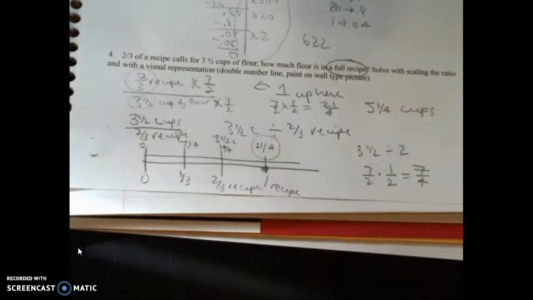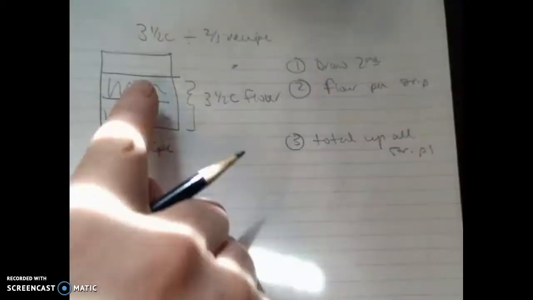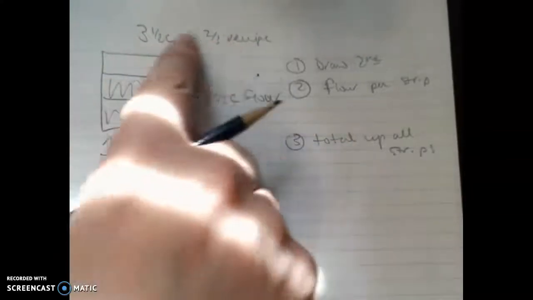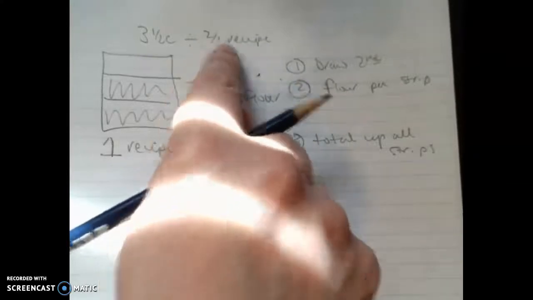Okay, I'm going to pause. I'm going to do the paint on a wall quick. I'm just going to get it set up, and then I will go through that with you too in case you like that better. Okay, if you like the paint on the wall better for a rate, again, the thing you want to equal 1 is the second thing. I want to get 1 recipe.